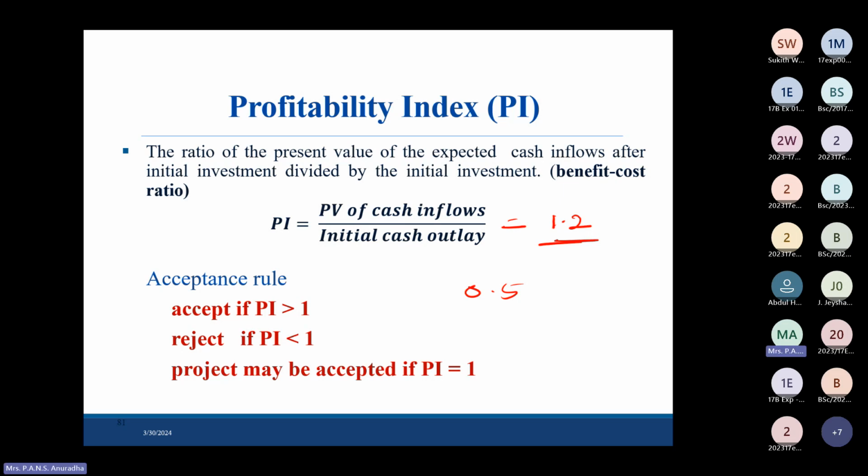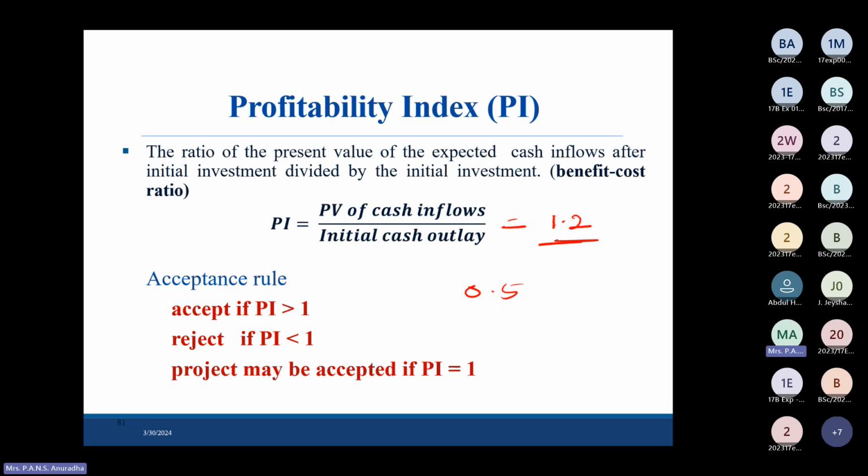If you invest 1 rupee, the decrease of the wealth is 0.5. There is no wealth increase because the PI index is 0.5. If you invest 1 rupee, that 1 rupee is decreasing to 0.5. So your wealth is being destroyed if you invest in this project. If it is 1, it means no increase and no decrease in the value or the wealth.